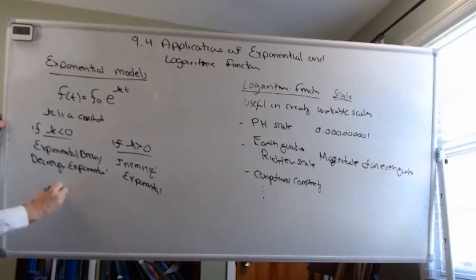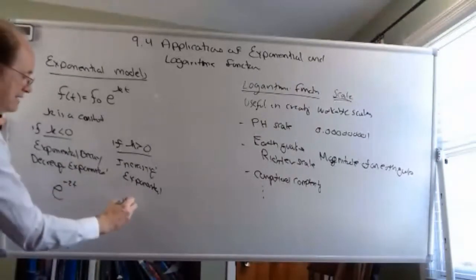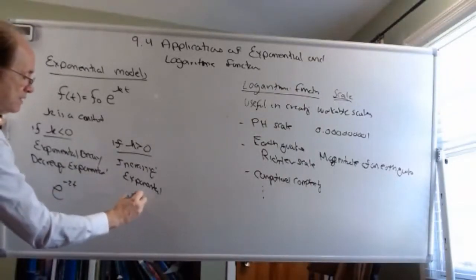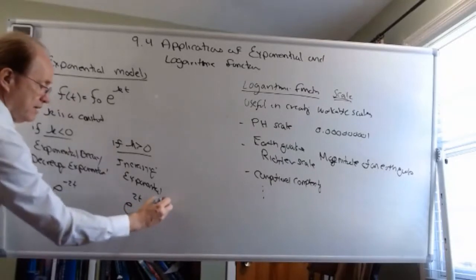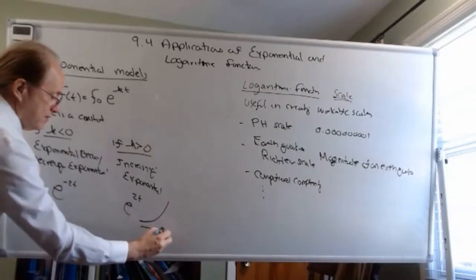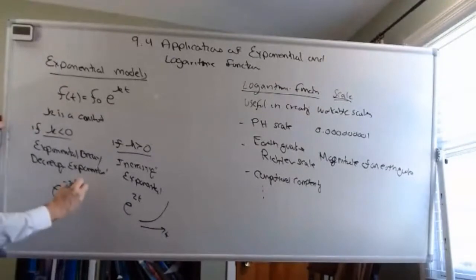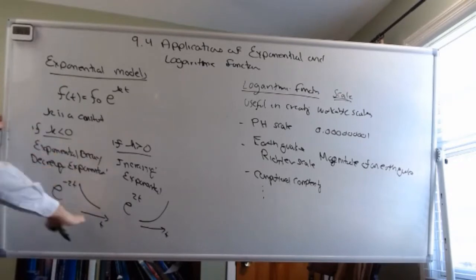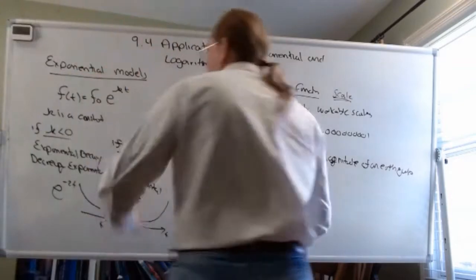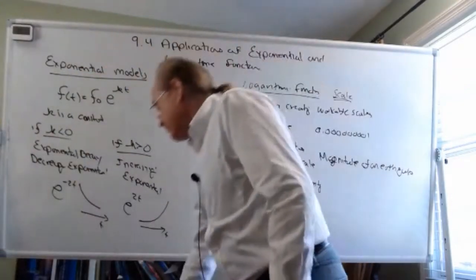Because you could have e to the minus 2t, a negative exponent, or e to the plus 2t. This is an exponential that increases as t increases, and this is an exponential that decreases as t increases. One decays and one increases. Okay, so let's take a look at some of the standard approaches for this.